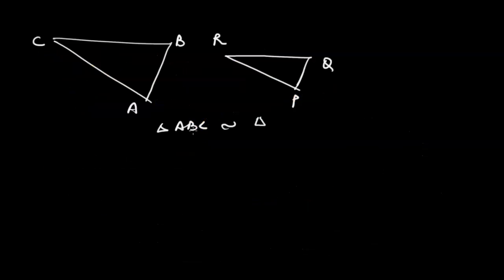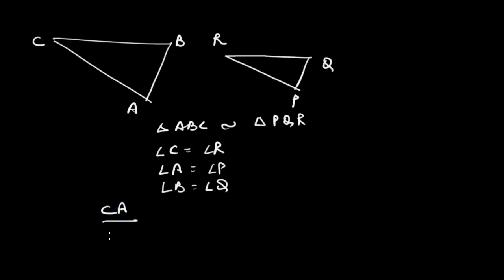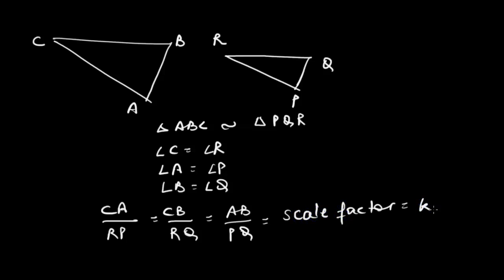Let's summarize everything. If we're given two triangles to be similar, so in this case triangle ABC is similar to triangle PQR, then their corresponding angles are equal. So angle C is equal to angle R, angle A is equal to angle P, angle B is equal to angle Q, as well as their sides are in the same ratio. That's called having the same scale factor. So we can write side CA over side RP is equal to side CB over side RQ is equal to side AB over side PQ, and that would be equal to the scale factor. Scale factor is represented with lowercase k.